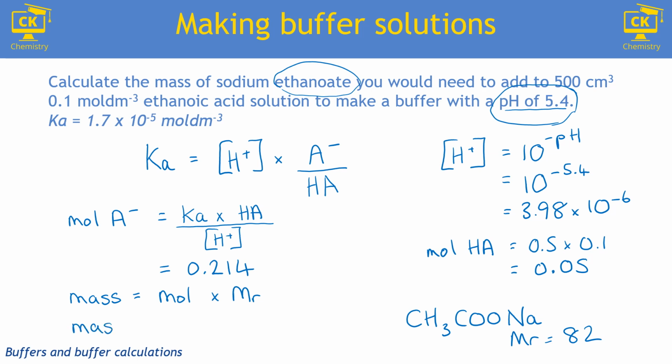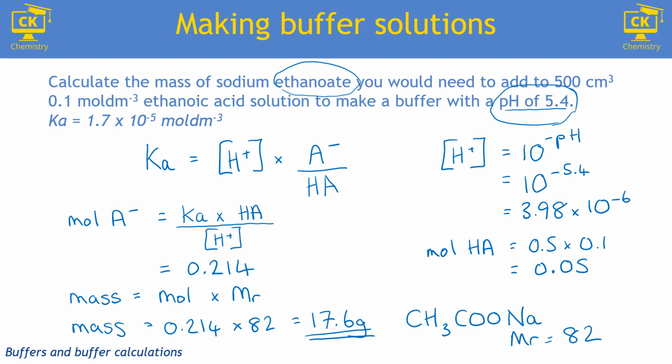And so the mass of sodium ethanoate that I need to add is 0.214 times 82, and that gives me 17.6 grams to 3 sig figs, which is what I'm going to leave most of my calculations to. Again, it's quite a large amount, but it's quite a large volume of solution, 500 cm³, so that's fair enough. It's not a ridiculously large amount, okay? If I was trying to add 176 grams to 500 cm³, I would think I'd done something wrong, right? Because it's very difficult to dissolve that much into that much solution.